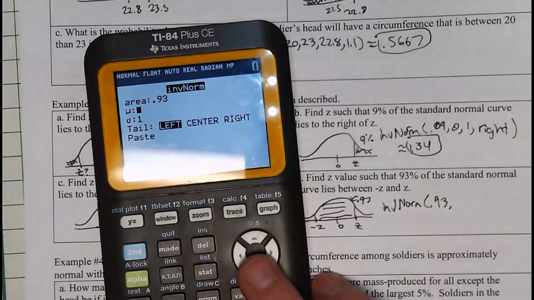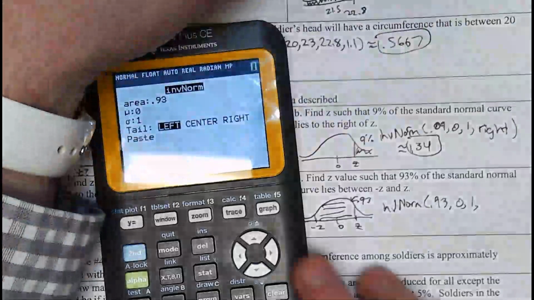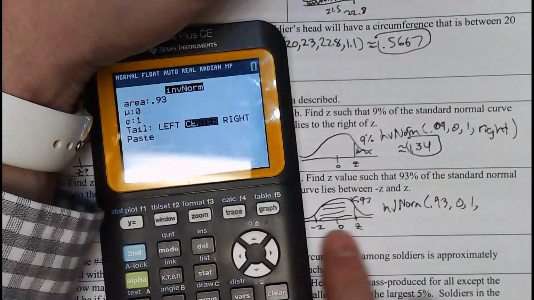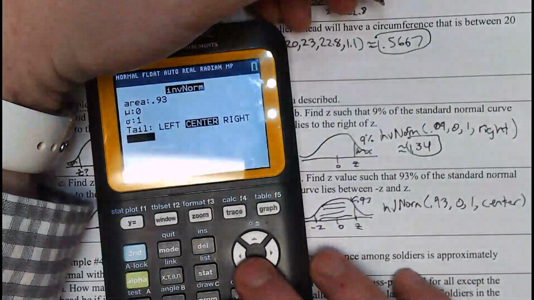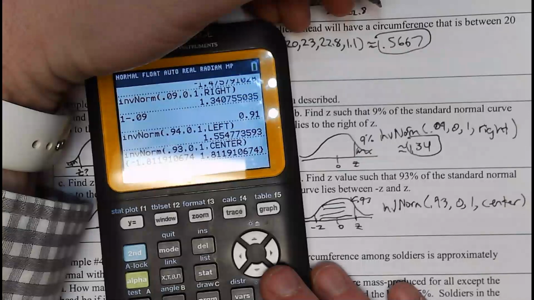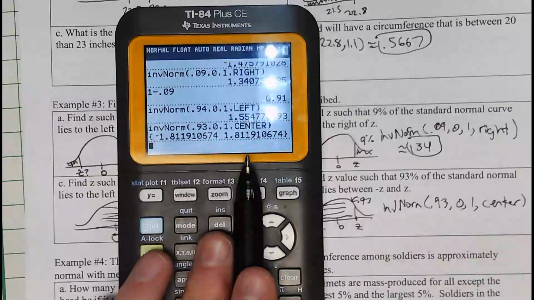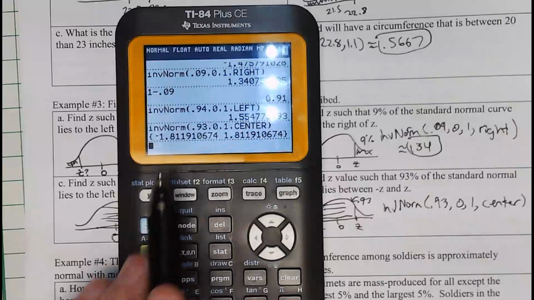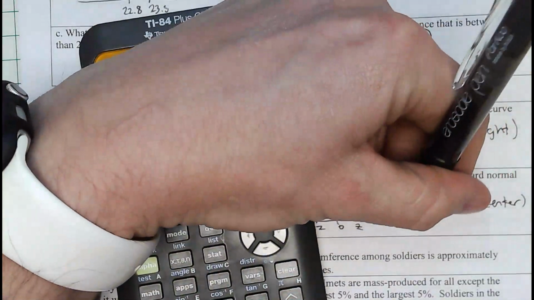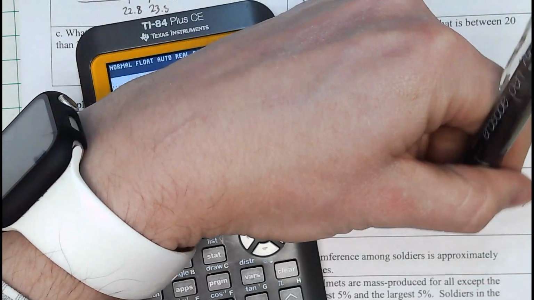Then 0, 1. Now, what am I concerned about this time? The left, the center, or the right? Center, because this is a center. It's between an upper and a lower, and it's symmetric. It's going to give you two values: the value of negative z and positive z. I think on your homework you need to put the positive version, but the negative z would be negative 1.81, and the positive z would be 1.81.